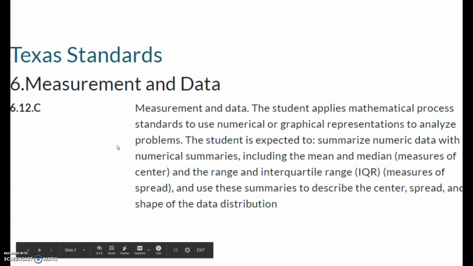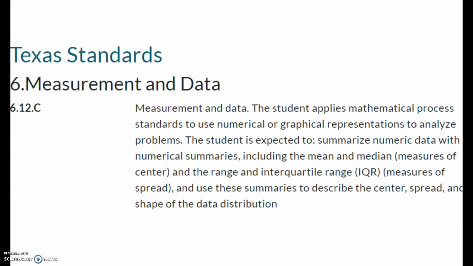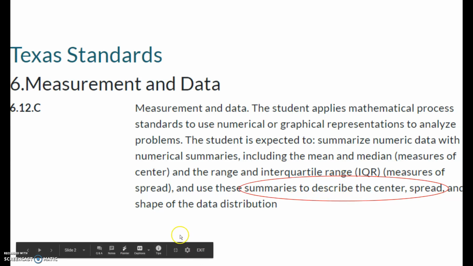So our standards that we're going to be discussing will be measurement and data. In this standard, students are expected to summarize numeric data with numerical summaries including mean, median, mode, measures of center, and the range and interquartile range, IQR, measures of spread, and the use of summaries to describe the center, spread, and shape of the data distribution. In so many words, what that means is that we're going to find mean, median, mode, and range, and you will answer problems that apply that information to them. We're going to be focused primarily on summaries that describe the center and summaries that describe the spread.